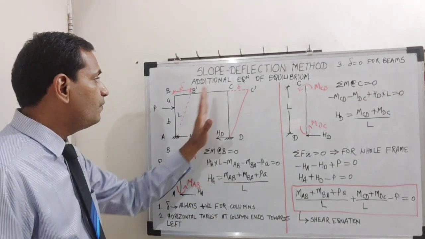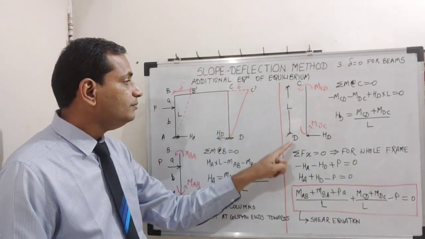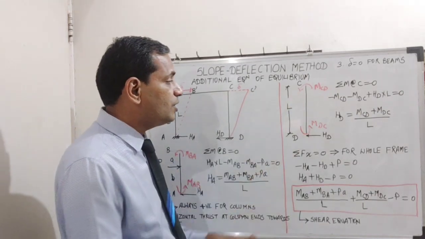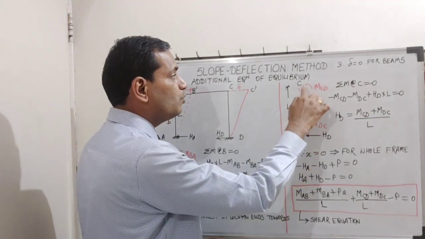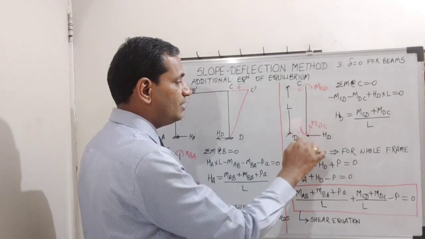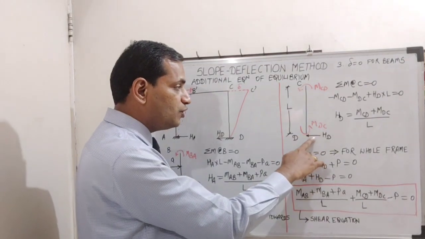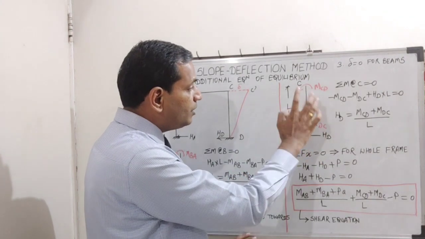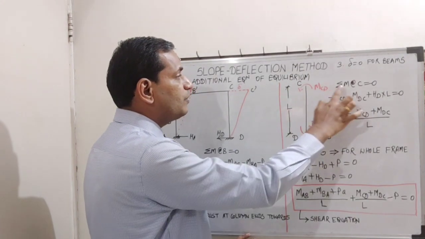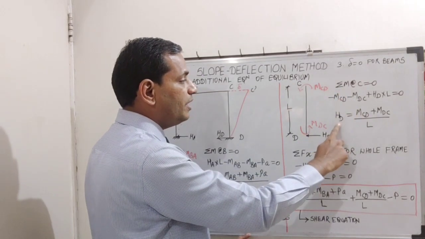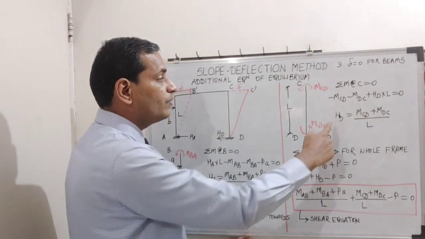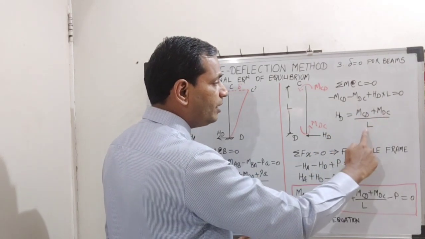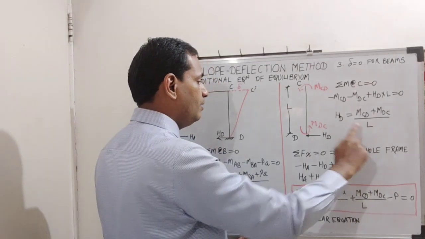Next, I have taken the free body diagram for column CD. There is no external loading on column CD, so I have just assumed again anti-clockwise moments because of sway at ends C as well as D, and assumed horizontal thrust on support D. For this free body diagram, I have taken summation of moment about C, and I have calculated HD, which comes to be MCD plus MDC totally divided by the height of the column L.